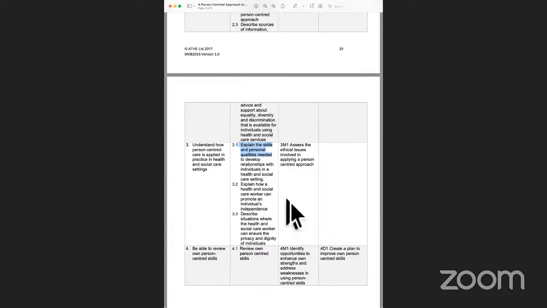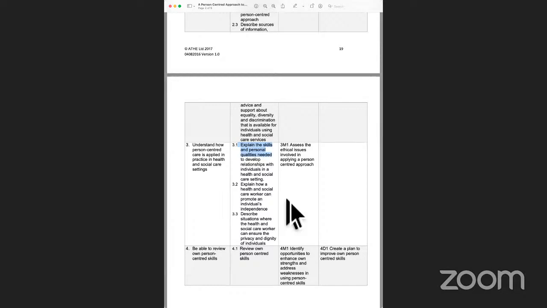Then we also look at explaining how health and social care workers can promote individuals' independence. So here we are going to be revisiting one of the 6 principles, wherein we need to talk about that when we deliver this care, we need to make sure that the individual's independence is maintained. The ability to make independent decisions is maintained, and we look at that in the 2nd assessment criteria.